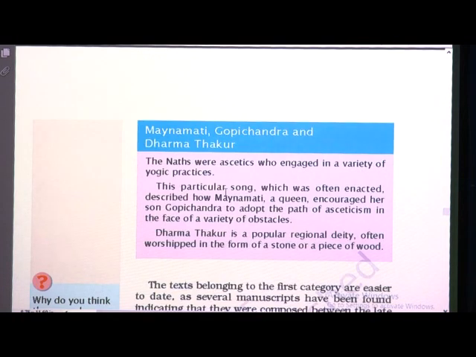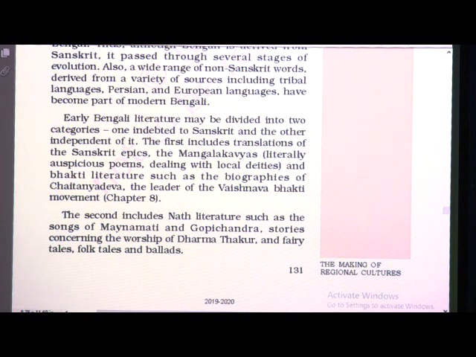The second includes Nath literature such as the songs of Menamati and Gopi Chandra, stories concerning the worship of Dharma Thakur, and fairy tales, folk tales and ballads. Ballads means short stanzas. Here the second includes Nath literature, such as the stories of Menamati and Gopi Chandra, concerning the worship of Dharma Thakur, and also fairy tales, folk tales and ballads.